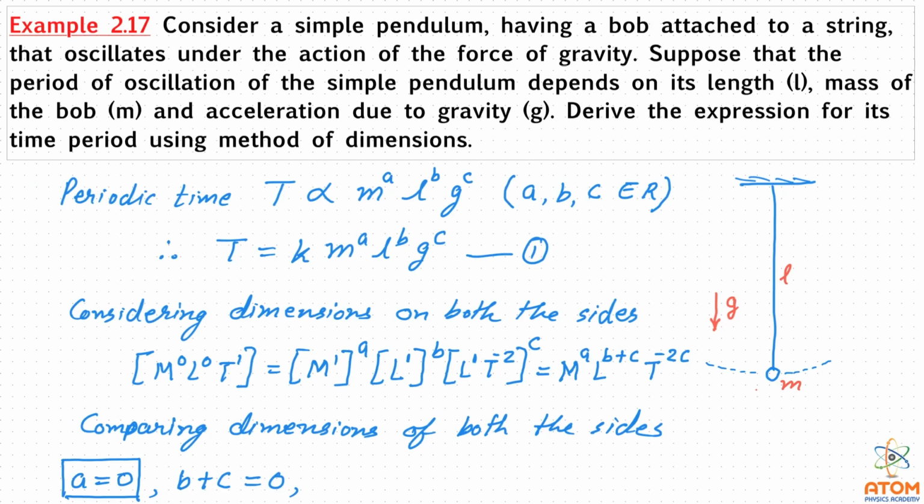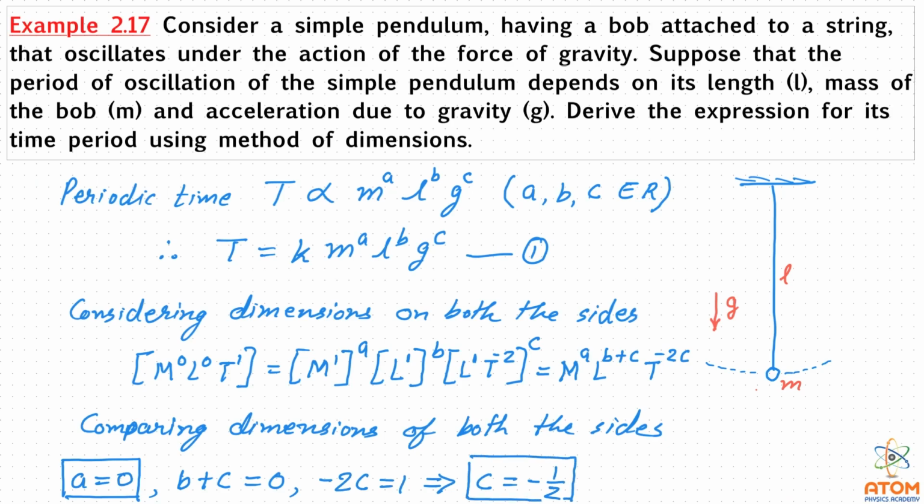I can compare now the power of T. Here on the left side we are having T raised to 1, on the right side we are having T raised to minus 2C. That means I can compare the power, minus 2C equals 1. So I am getting minus 2C equals 1. But that means C equals minus 1 by 2. So here I am getting the value of C.